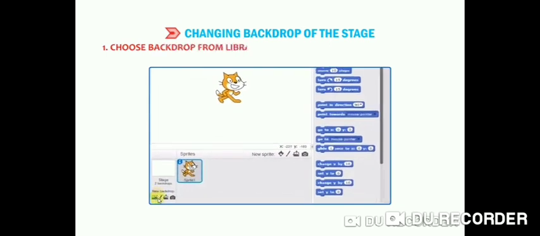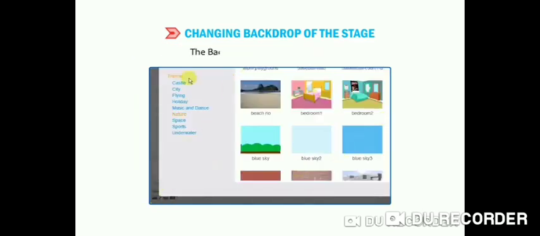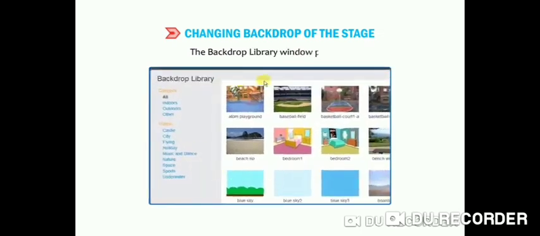Firstly, choose backdrop from library. How can we choose the backdrop from the library? To choose a backdrop from the Scratch library, click on this option. After that, the backdrop library will pop up. You can see this window. Now, the library is divided into 2 sections, category and theme. You can see that.